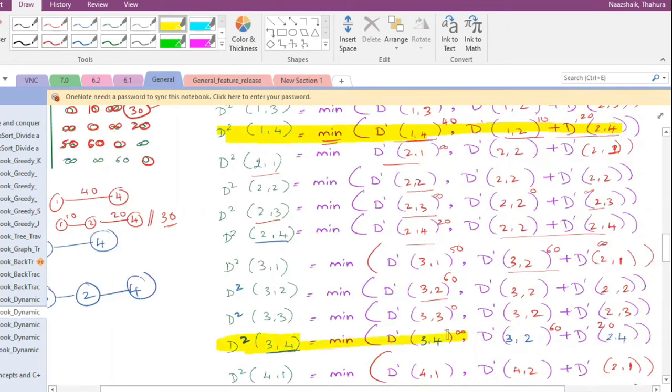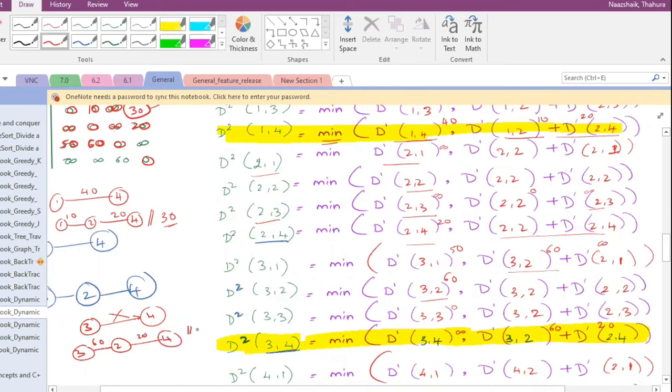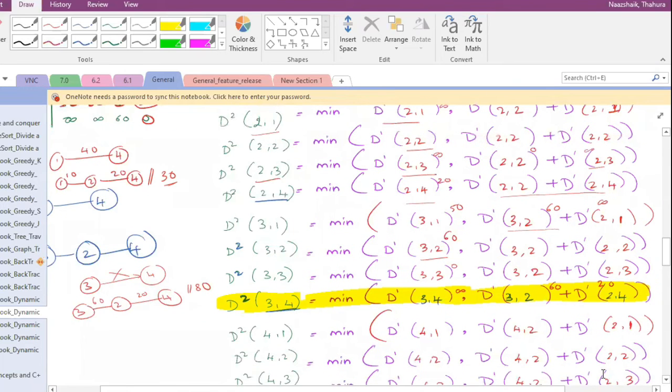For 3 to 4, we said initially there is no direct path from 3 to 4; it is infinity. However, we found an alternate path. You can go from 3 to 2 in between and then reach 4. This costs 60, plus 20, which is 80. We found an alternate path here, so this changes from infinity to 80.